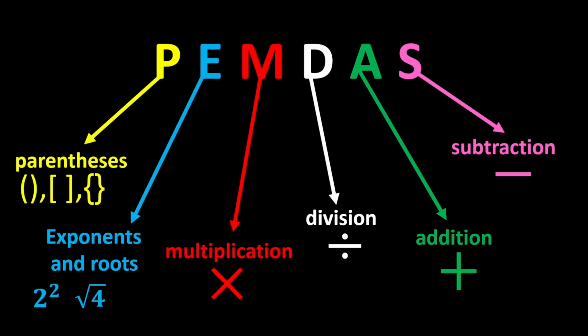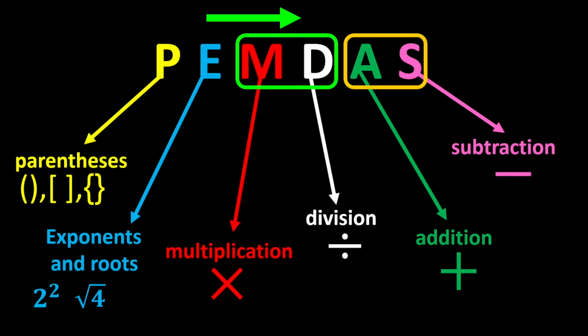finally addition and subtraction. Remember that multiplication and division have equal priority. In any expression that has both multiplication and division, we move from left to right and perform whichever we reach first. This rule also applies to addition and subtraction. Now, with these explanations, let's solve the question from the beginning of the video.